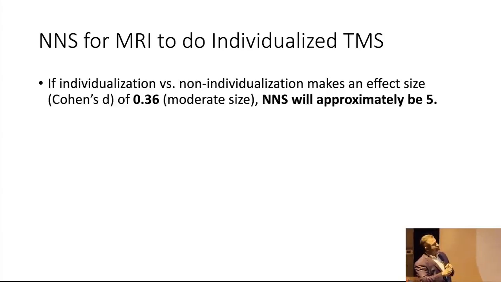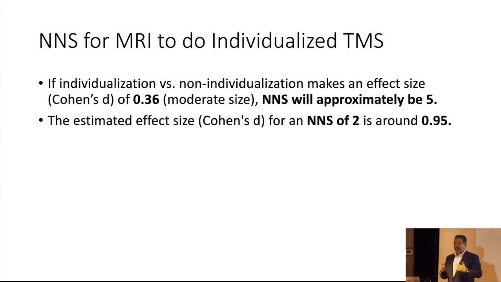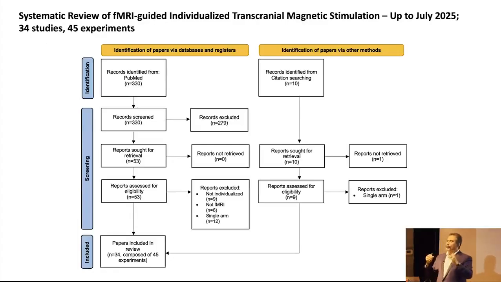If individualized versus non-individualized can give you an effect size of around 0.3, NNS will be 5. So if you can have one study that shows that individualization of TMS is going to give you a moderate effect size, NNS is going to be 5, which is almost the best in the field of brain imaging. And if the effect size is something like 0.8, 0.9, the NNS will be something like a 2. So we have been actively looking at all those individualized TMS studies, trying to find studies that are comparing individualized versus non-individualized to see what effect size they are reporting.